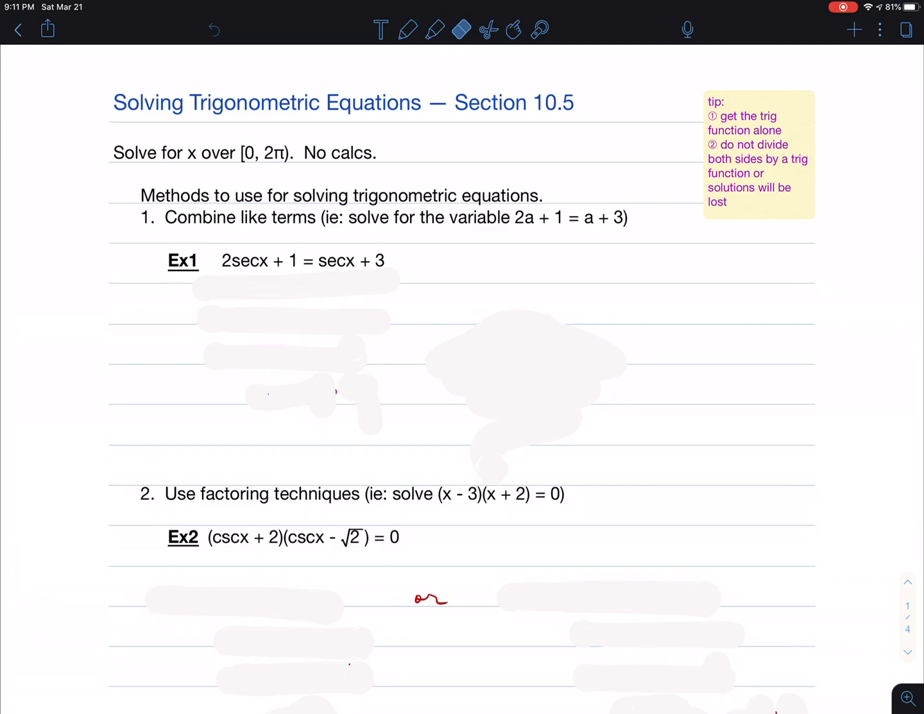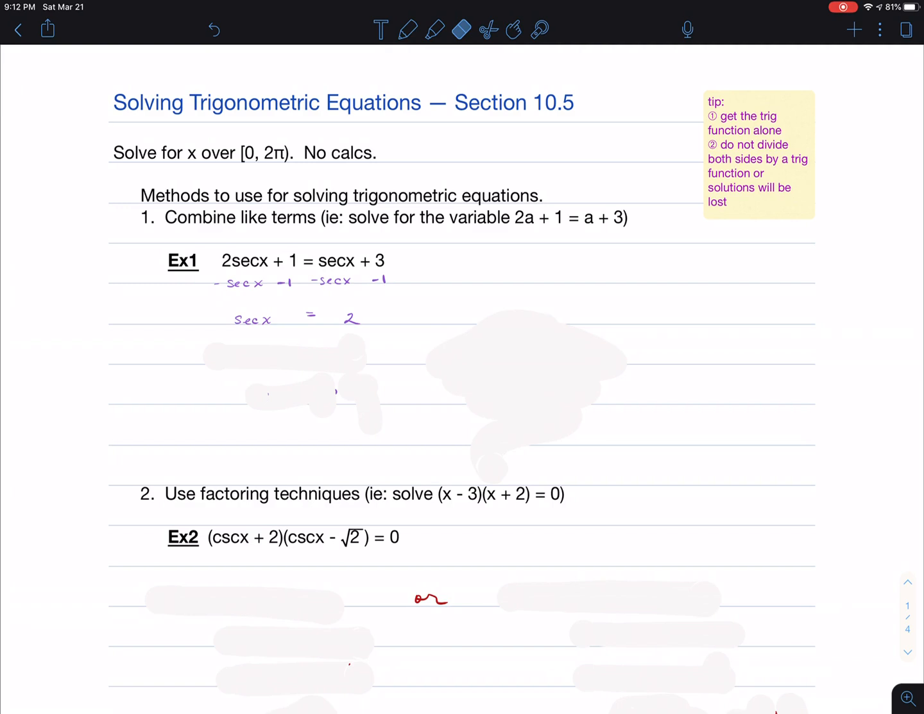So it's not x that I'm trying to get alone right this minute. It's secant of x that I'm trying to get alone. So the first thing I'm going to do is subtract secant of x from both sides. When you have 2 secant x minus 1 secant x, that's just going to give you a single secant x. And notice I didn't write this down, but I am subtracting 1 on both sides. All right, so now we have secant equal to 2.